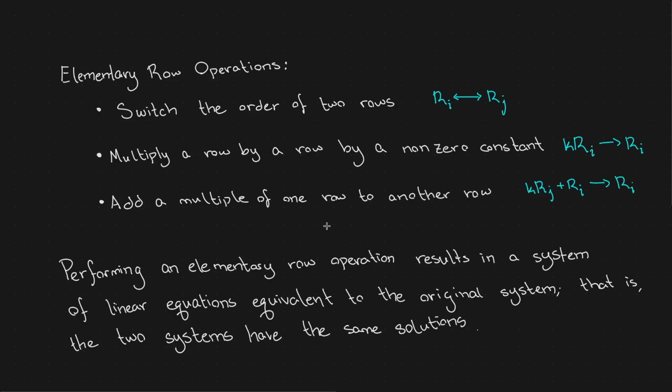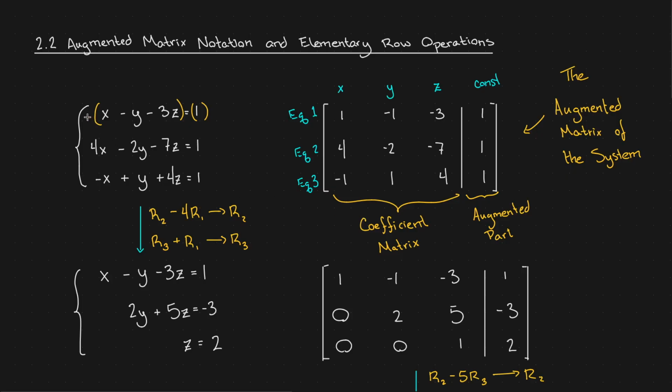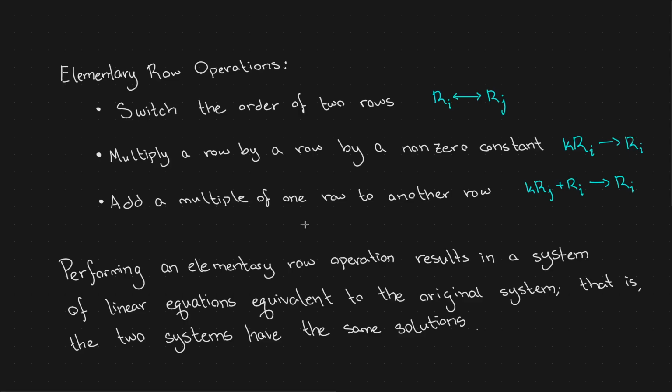Notice it does have to be a non-zero constant. If I multiply both sides of the equation by 0, then I get the equation 0 equals 0. And while 0 does equal 0, I have lost all the information that is held in that equation. So you don't want to multiply by 0. You will lose information.